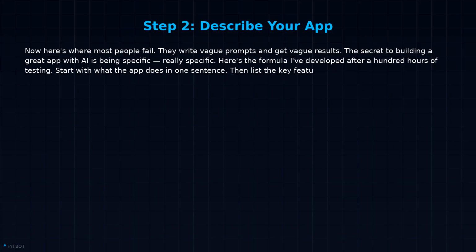Users should be able to create, edit, and delete tasks. Add a search bar and filter by assignee. Use a clean, modern design with a blue and white color scheme. Add Google authentication. See the difference. The first prompt would give you a generic checklist. The second prompt gives you a real product.